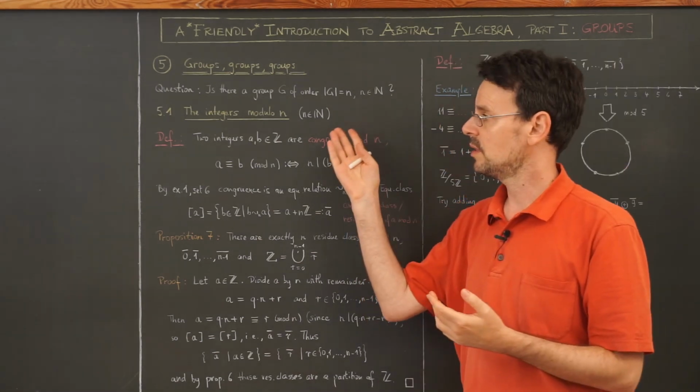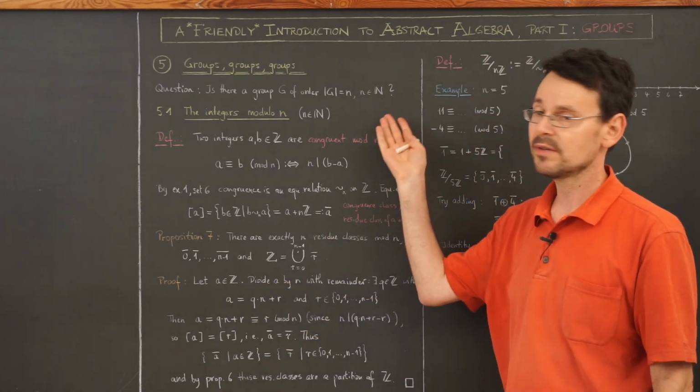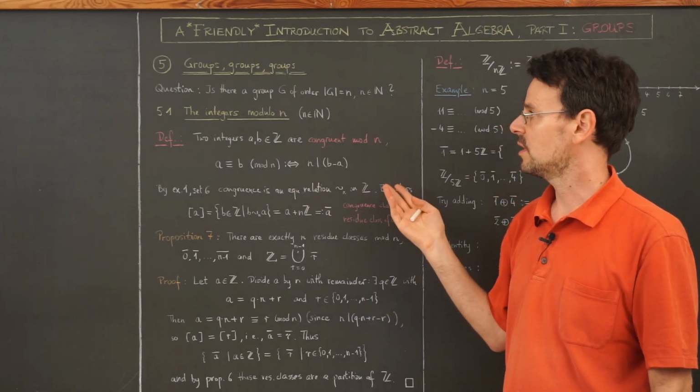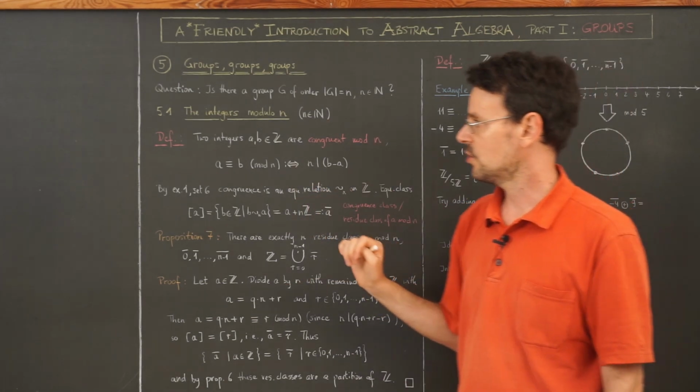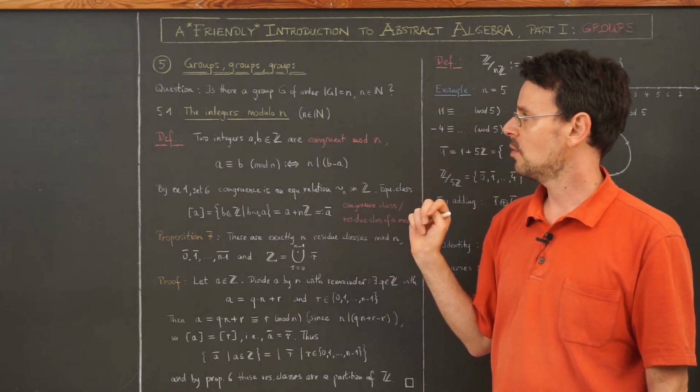So the question would be, is there an abelian group of order 2n? Or for example, how about n equals 17? We do not know any example of a group of order 17. And this is all going to change now because we talk about the integers modulo n.